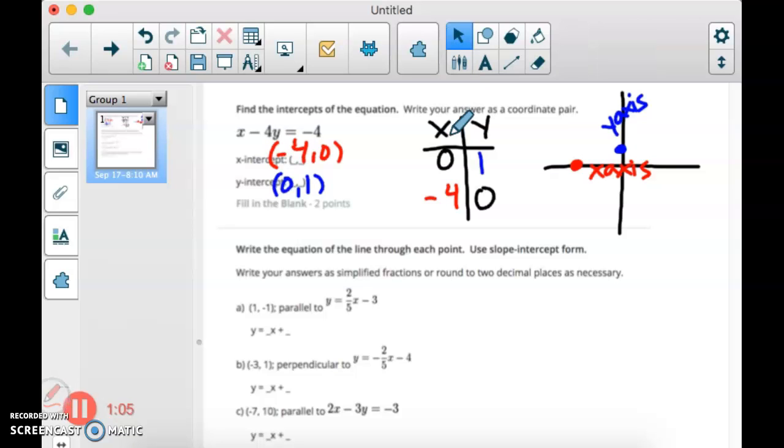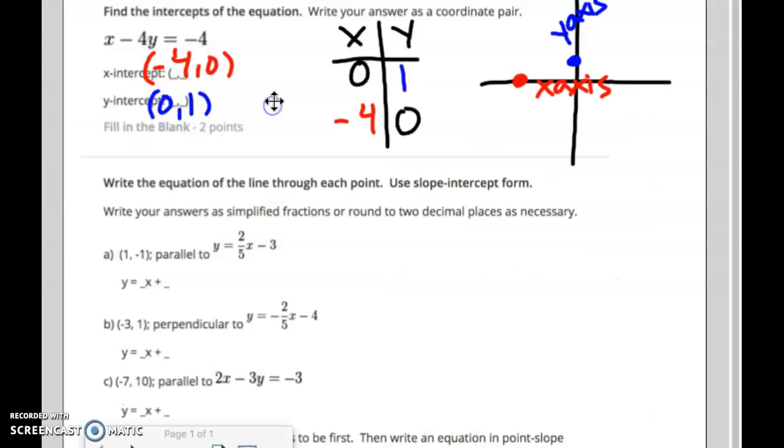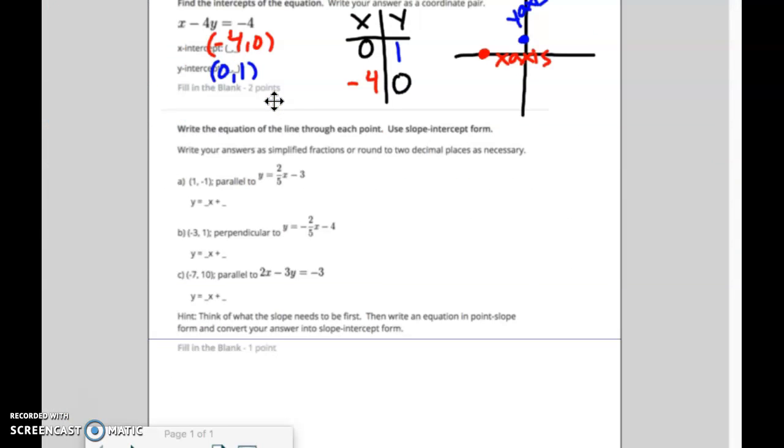For these next few questions, see if I can extend, there we go, extend the page, you have to find a couple things first, all right? First, you need to know your slope. So I'm going to go through and list out the slope for you for the first two. In this case, parallel means same slope, so I'm going to have 2/5.